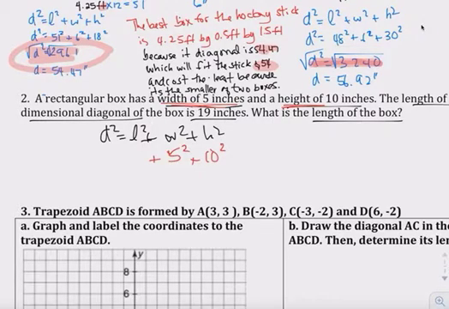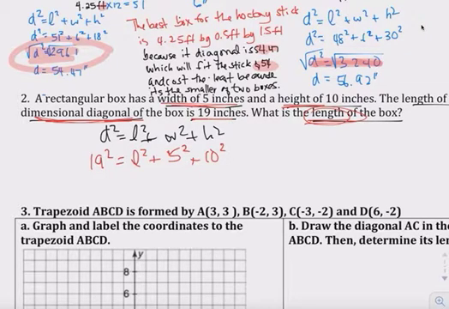They don't give us length anywhere. This is what they're trying to find, length. So this is left blank. The diagonal of the box, the three-dimensional diagonal of the box is 19. That goes there.